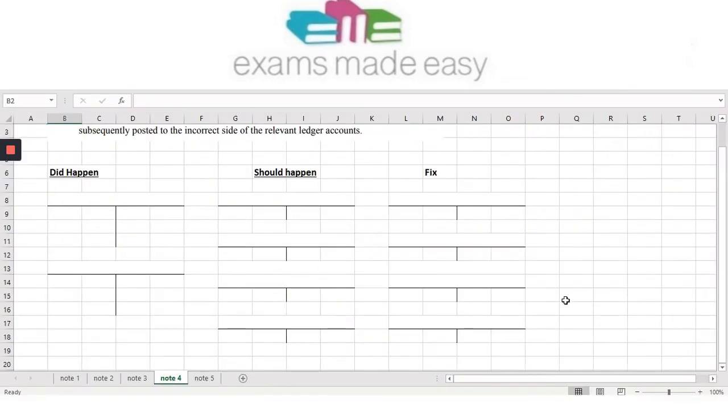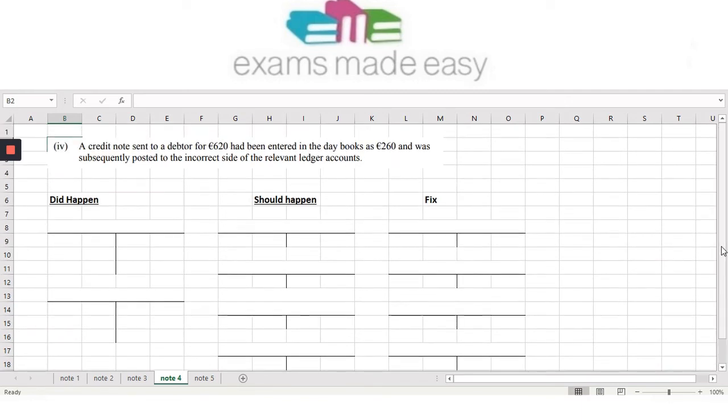Okay, on to note 4. A credit note sent to a debtor for 620 had been entered in the day books as 260 and was subsequently posted to the incorrect side of the relevant ledger accounts. So let's see, we'll start with what should have happened. A credit note sent to a debtor would enter for 620. So it should have been sales returns 620 and debtor 620. Okay, that's what should have happened.